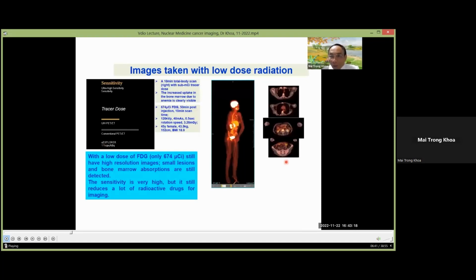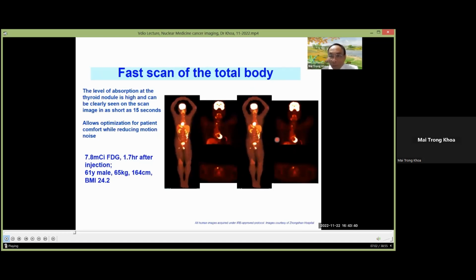And with total body PET-CT, we can use a very low radiation dose compared to a whole body PET-CT scan, but still achieve high resolution even with very small tumor size. Consider that the total body PET-CT system has a very short scanning time. It only takes about 15 seconds to have a full body image, so it is comfortable for the patient and very suitable for children.